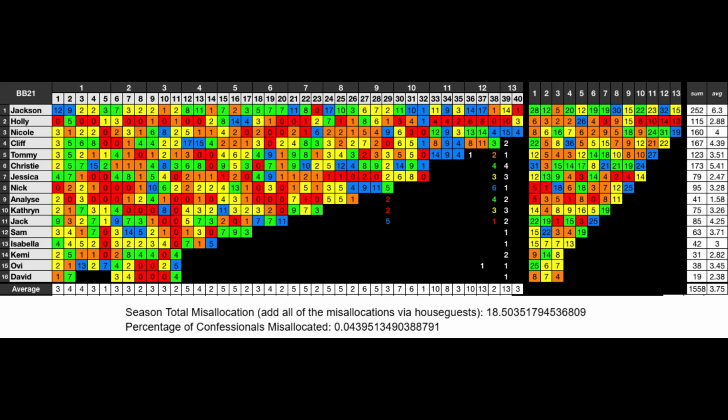So this is the number of the season total misallocation, which I did by adding all the misallocations that each houseguest had, and then dividing it by the episode sum, which calls for the percentage of confessionals misallocated to be shown on the screen here.